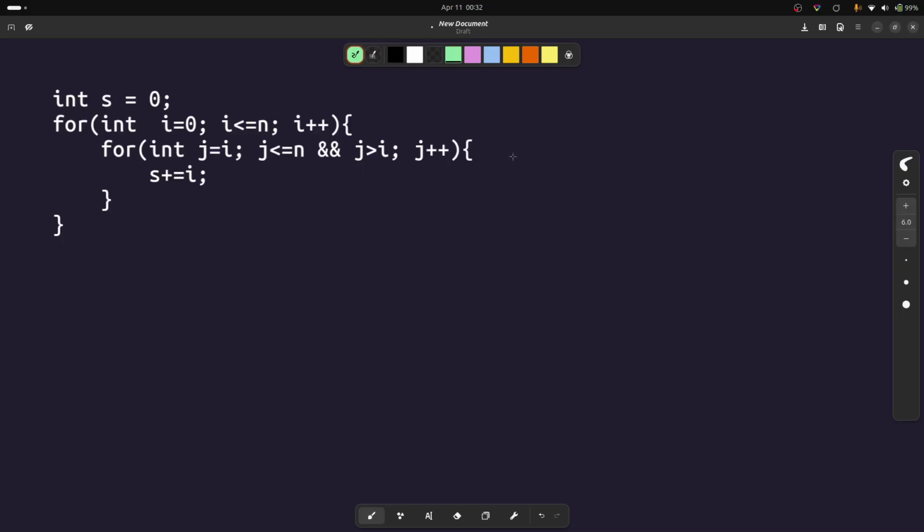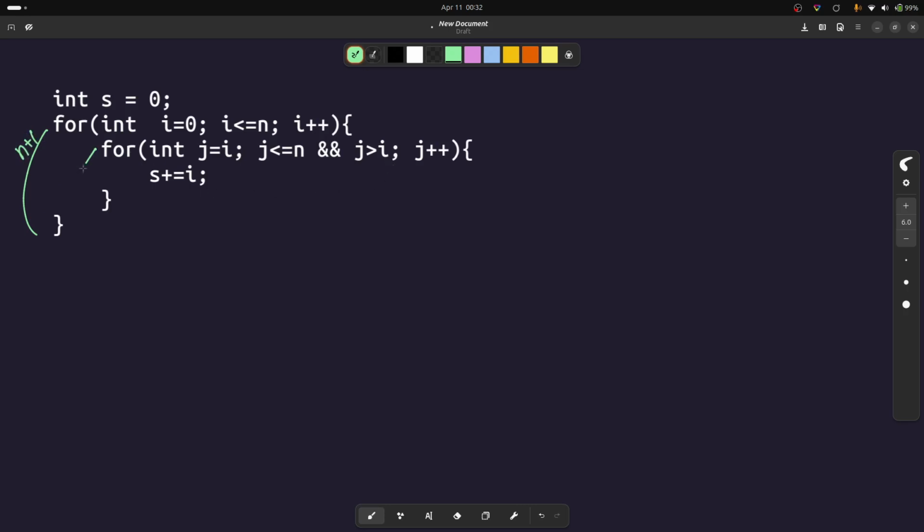Okay guys, so this is problem number 6. Again, a nested loop. Now what we need to do is just go through it, try to understand what it is doing, and we'll be able to figure out what the time complexity is. So if I look at it, the outer loop is simple: i equal to 0, i less than or equal to n, i plus plus. So there are a total of n plus 1 iterations here.